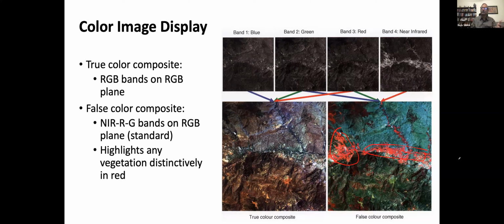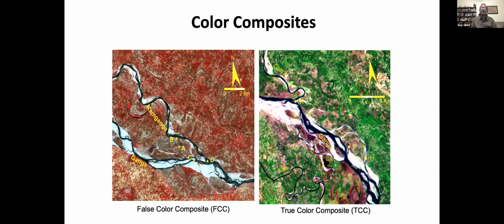So depending upon the purpose, you can design different kinds of combination. Here are some more examples of the color composite. This is the false color composite. It is called a false color composite because the colors which you see here are not the real colors.